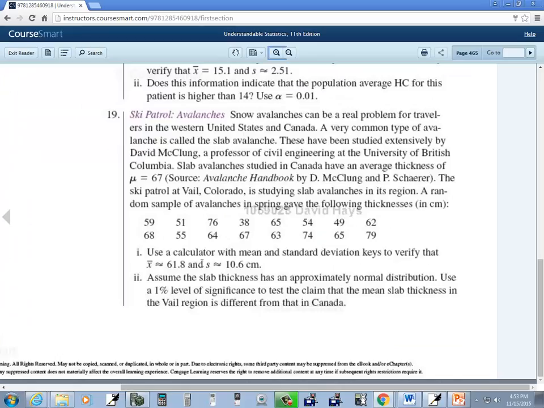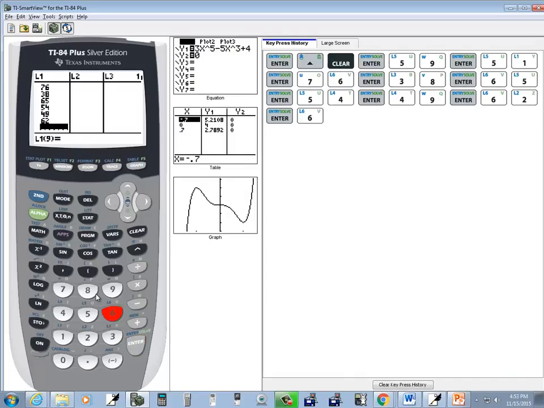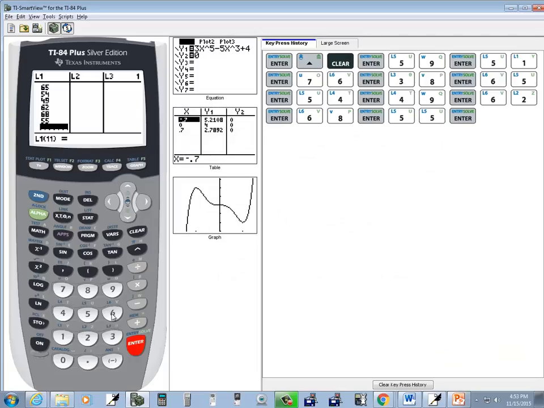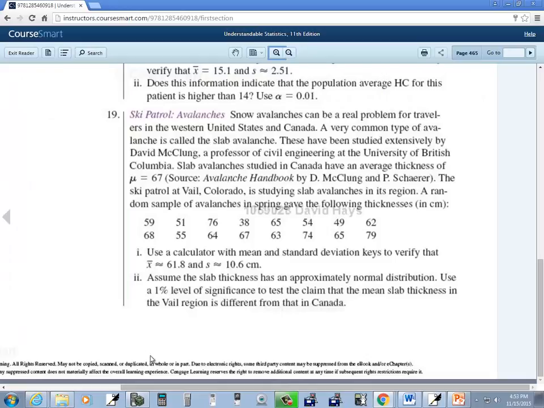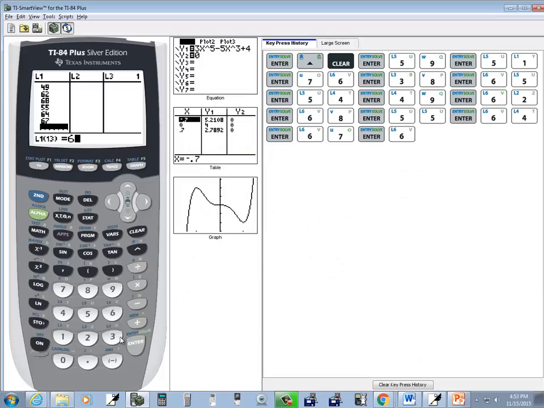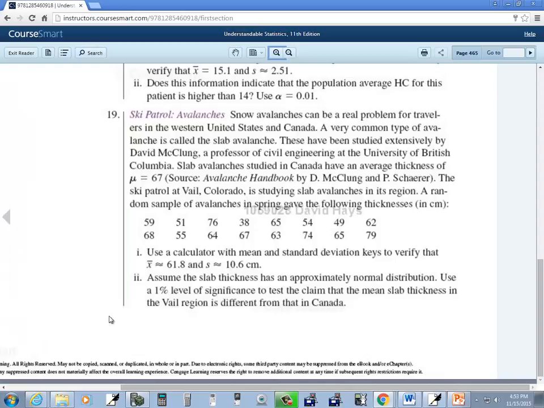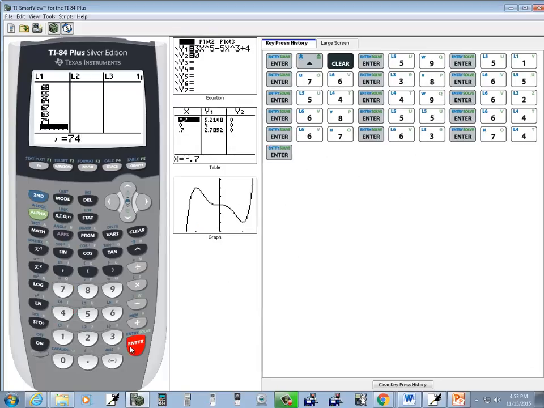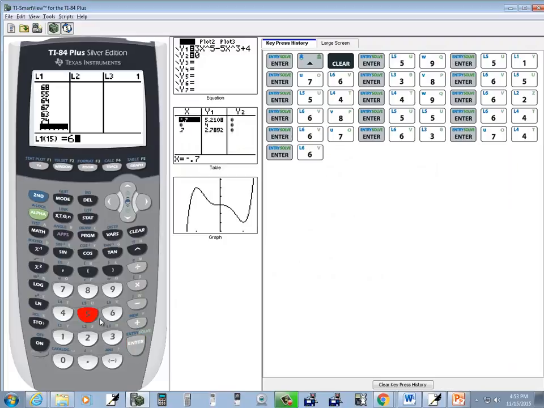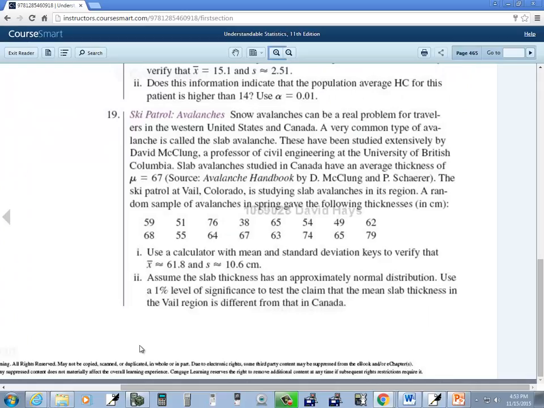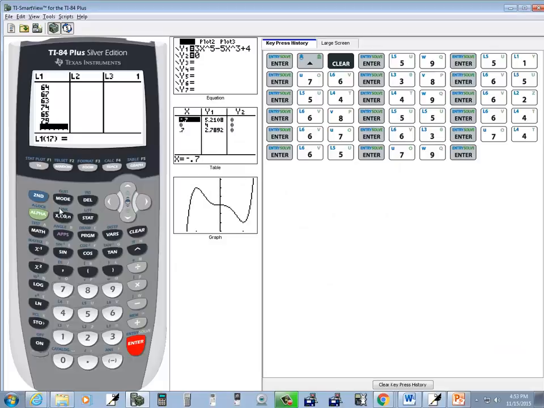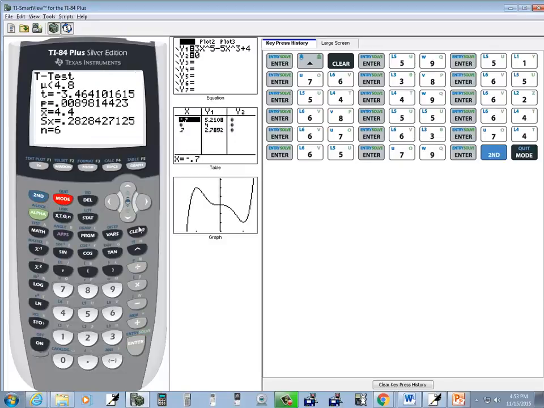Double check my numbers here. Okay, 68, 55, 64, 67, 63, 74, 65, and 79. Okay, just doing some last minute checking here. Okay, then exit out.